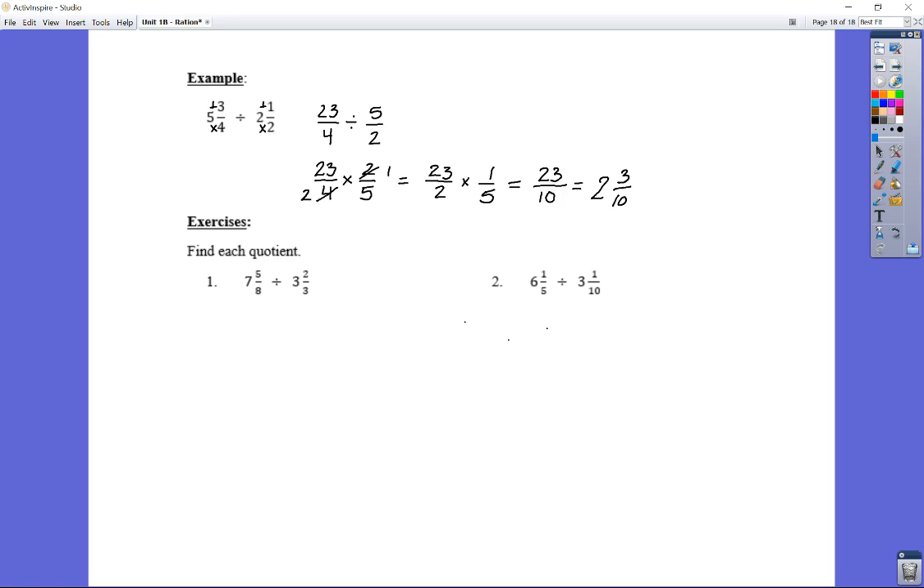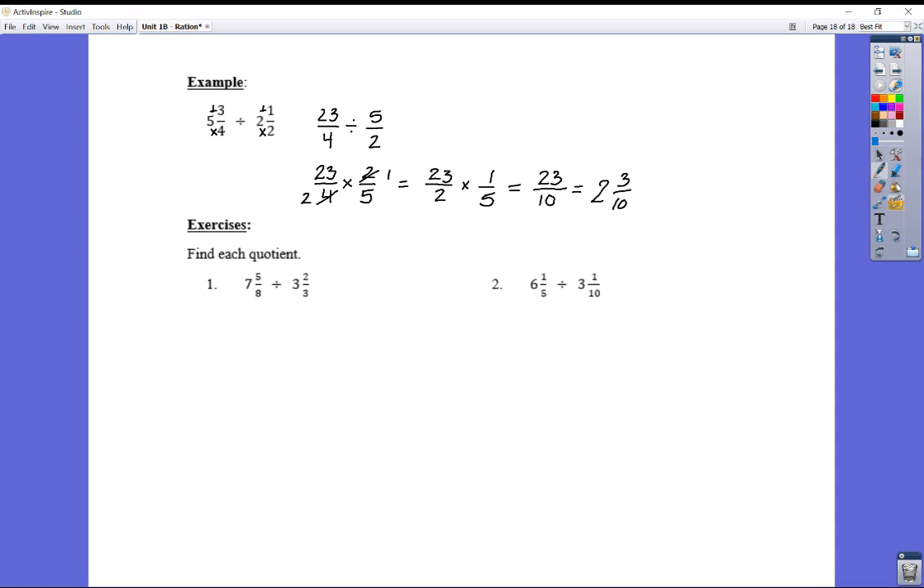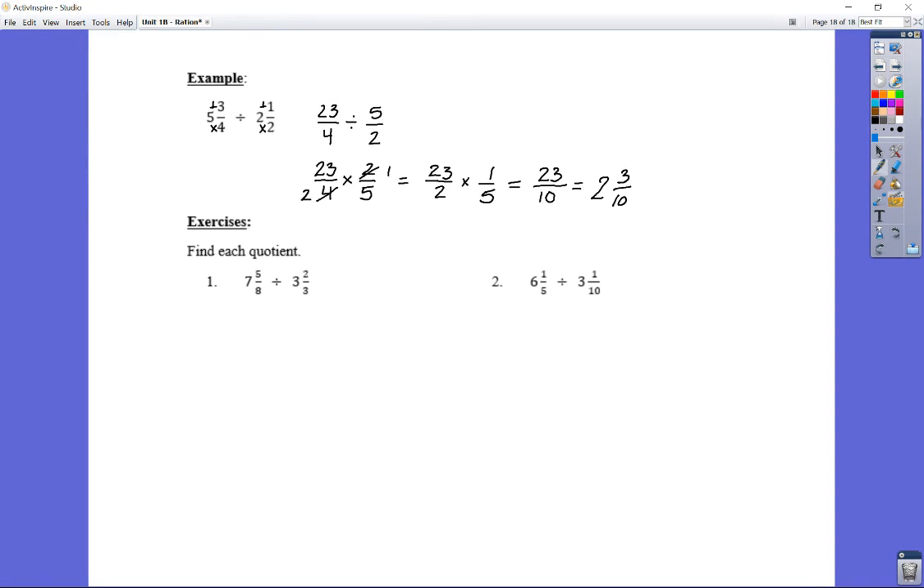Please pause the video and try the exercises on your own. Once you are finished, resume the video and check your answers with mine. Exercises. Find each quotient. In the following exercises, we have two mixed numbers being divided, so we first have to write these mixed numbers as improper fractions by getting mad.